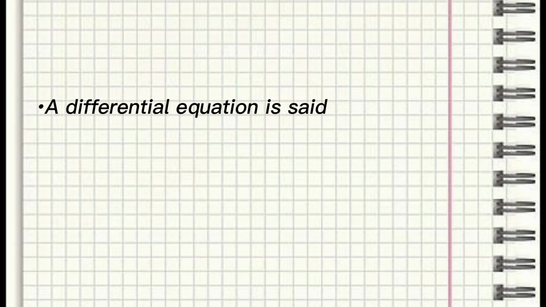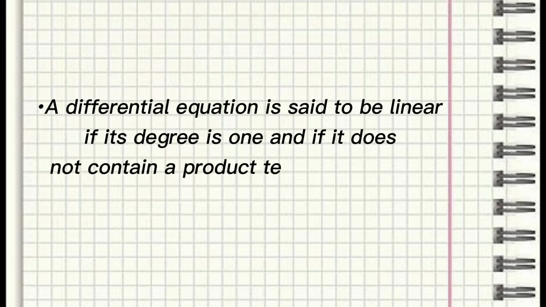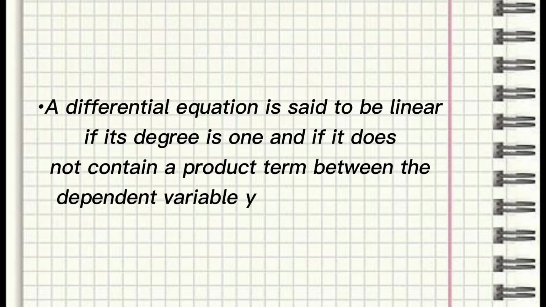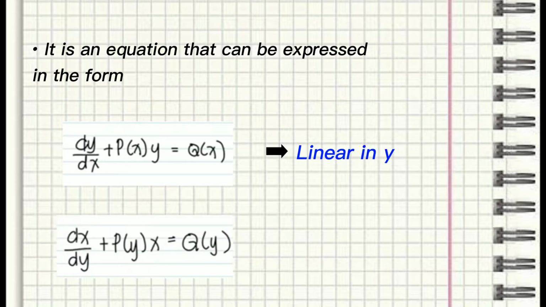A differential equation is said to be linear if its degree is 1 and if it does not contain a product term between the dependent variable y and its derivative. It is an equation that can be expressed in the form dy/dx + p(x)y = q(x) if it is linear in y, and dx/dy + p(y)x = q(y) if it is linear in x.